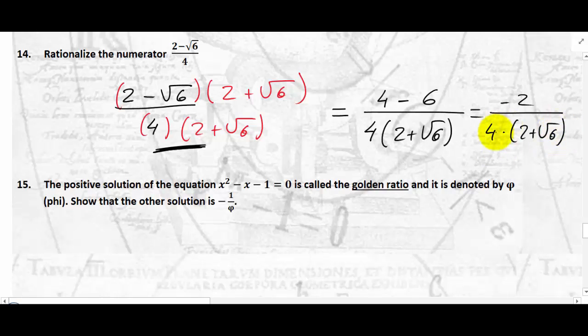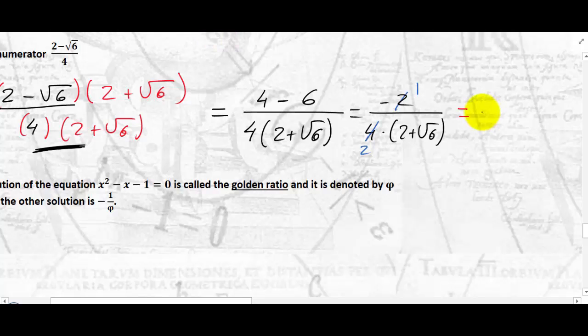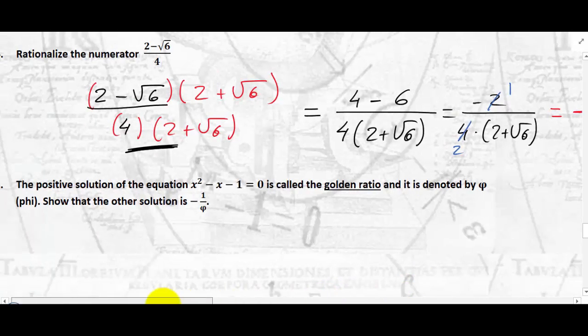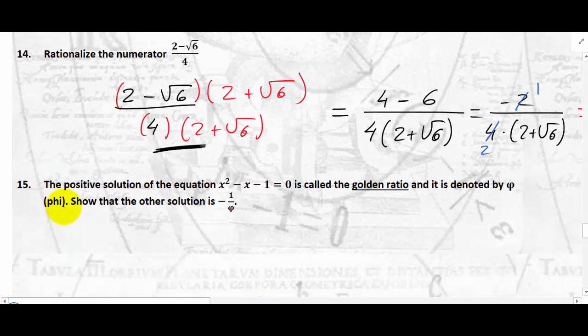And here, that's why I didn't need to expand my denominator, because I can simplify here. 2 by 2, 1, 4 by 2, 2. And so the answer is negative. I put the negative sign in front of the fraction bar usually. Negative 1 over 2 times 2 plus root 6. Again, you do not need to expand the denominator, okay? All right, let's continue. I'm going to do 15, and you will do 16.